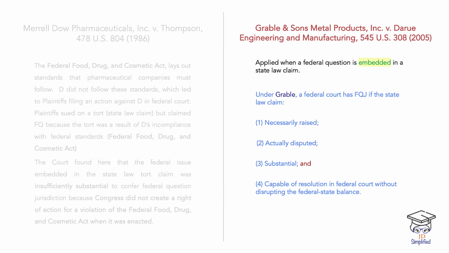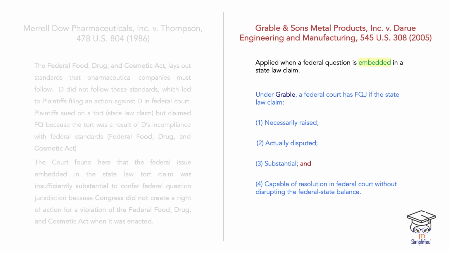Now let's look at Grable on the right. This case happened 20 years after Merrell Dow. In Grable, the plaintiff, Grable, had his land seized by the IRS to pay off taxes owed. After being notified by certified mail, the land was given to Darrow. Grable then filed a state law quiet title action against Darrow. Darrow, of course, wants to move this action to federal court. Darrow argued federal question jurisdiction existed because the state law cause of action, quiet title action, depended on the interpretation of federal tax law.